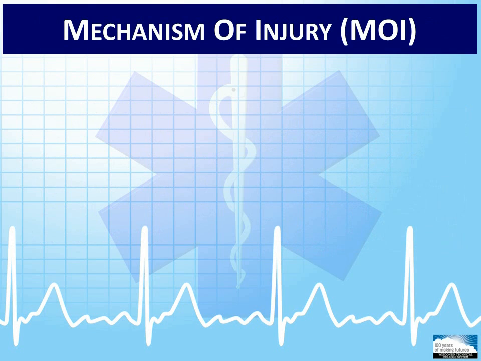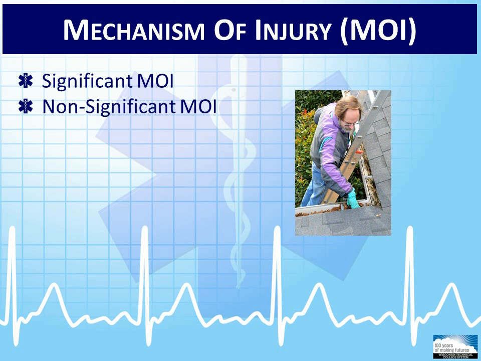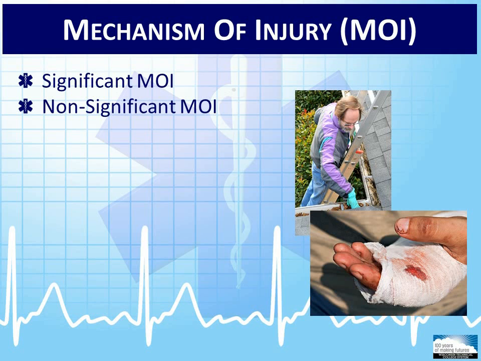Mechanism of injury can be divided into two categories: significant and non-significant mechanisms. Significant mechanisms of injury include, but are not limited to, any multi-system trauma patient, vehicle crashes with compartment intrusion, falls from significant heights, pedestrians versus vehicles, motorcycle crashes, and death of an occupant within the same vehicle, given a motor vehicle collision. Non-significant mechanisms include, but are not limited to, isolated trauma to a body part and falls without a loss of consciousness.